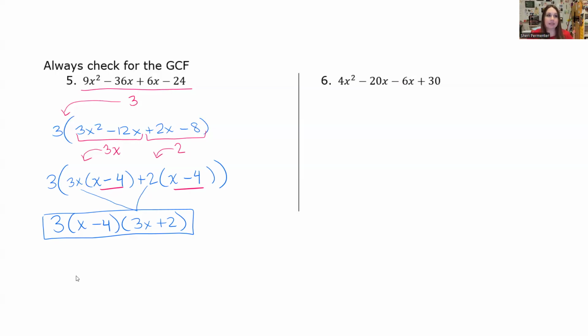If I wanted to check myself, I could work backwards and multiply all this out. I could use FOIL or a box to multiply this, and then my answer, I could multiply it by 3.